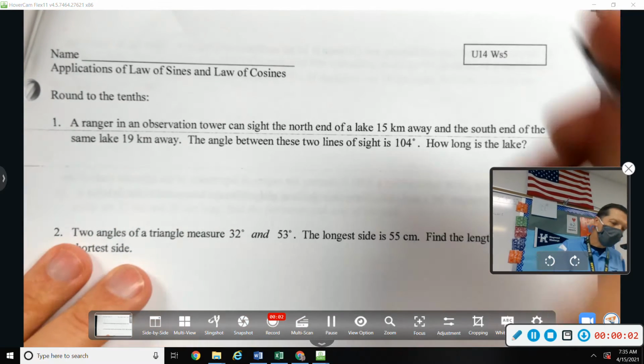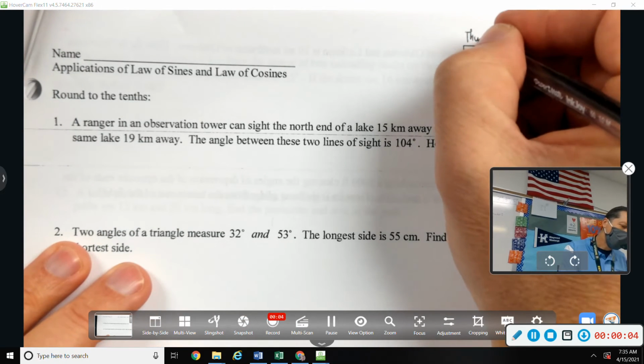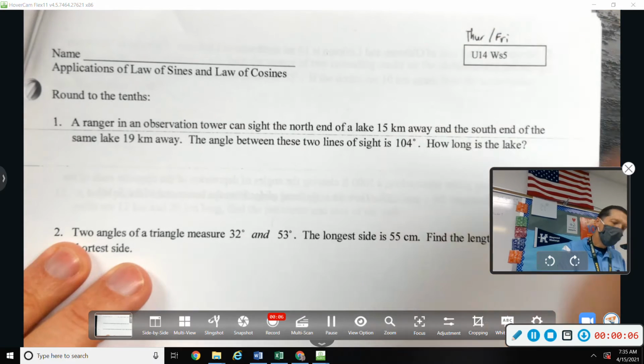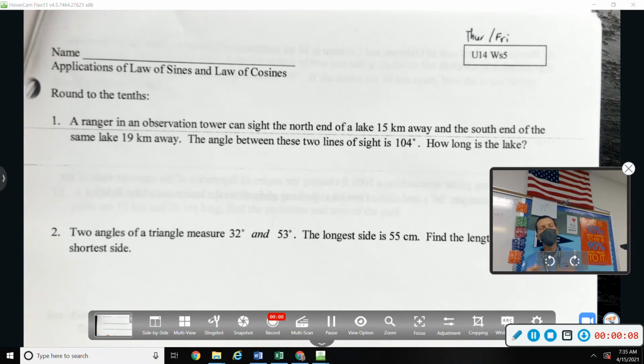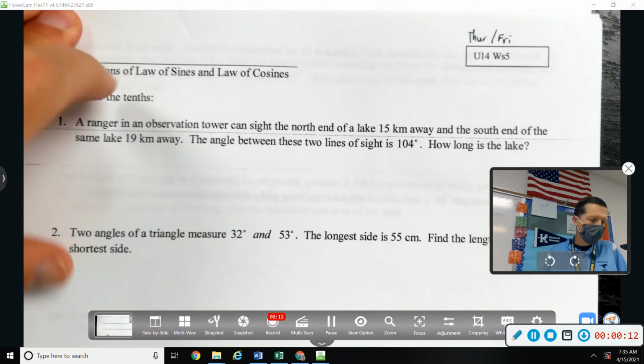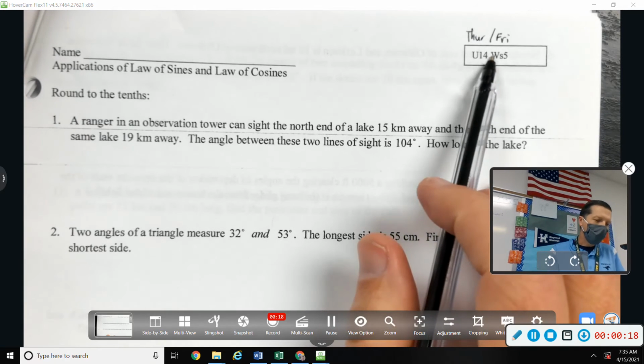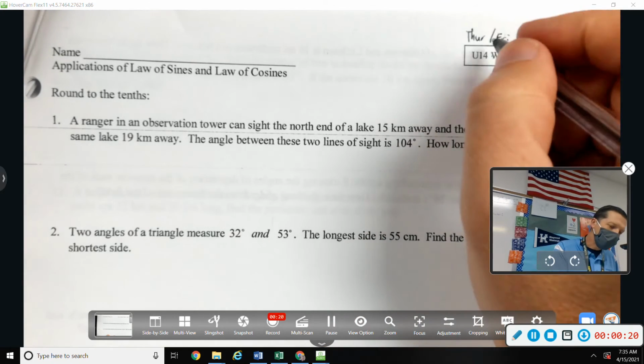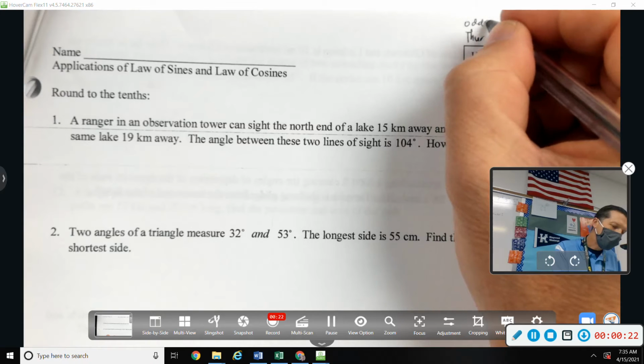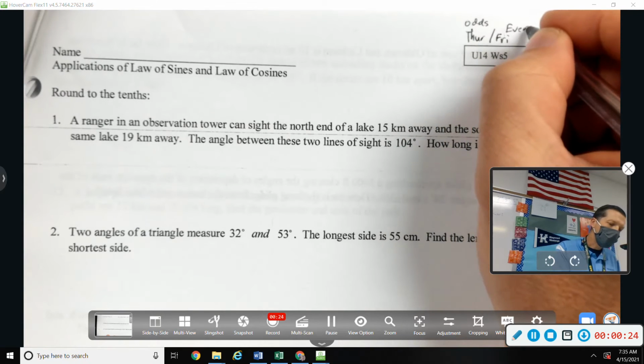So worksheet 5 is Thursday and Friday's assignment. Again, I'm seeing everyone in first period today because seniors haven't gone to their picnic yet. But between prom and picnic and weekend stuff, we're kind of spreading this out. So my suggestion is today you do the odds and Friday you do the evens.